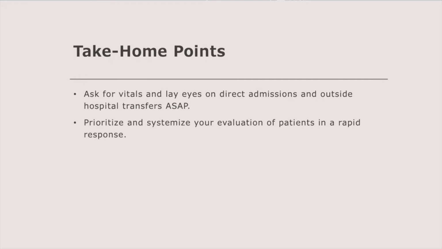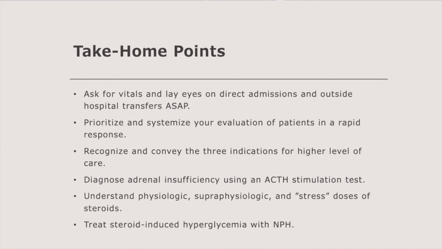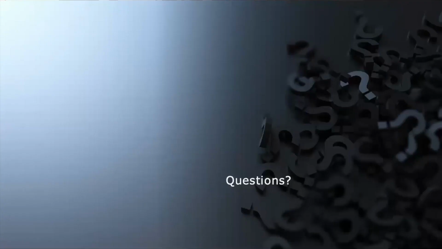Prioritize and systematize your evaluation of patients in a rapid response. You're going to be the most calm person in the room sometimes, and you need to be the voice of reason. Recognize and convey the 3 indications for higher level of care. Diagnose adrenal insufficiency using an ACTH stimulation test. Understand physiologic, supraphysiologic, and stress doses of steroids. And finally, treat steroid-induced hyperglycemia with NPH unless it's dexamethasone.